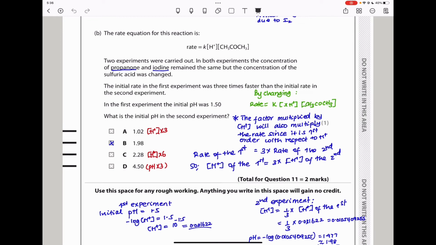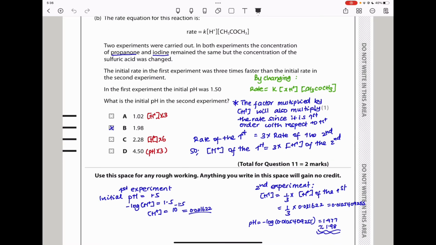One thing we need to know is, remember this is the equation, so it means it's first order with respect to both. If this remained constant, and this is first order, yet they varied this and the rate became 3 times, it means this concentration was multiplied by 3. So the factor multiplied by that will also multiply the rate, since it is first order with respect to H+. So when they say the rate of the first is 3 times the rate of the second, it means the concentration of the first is 3 times the concentration of the second. This is because they are both first order based on the rate equation.